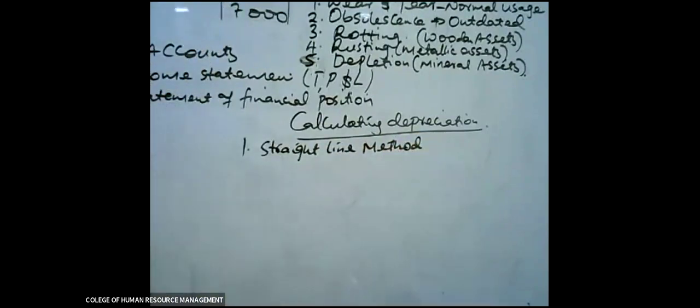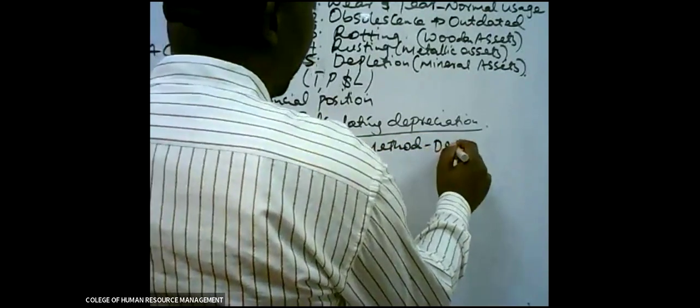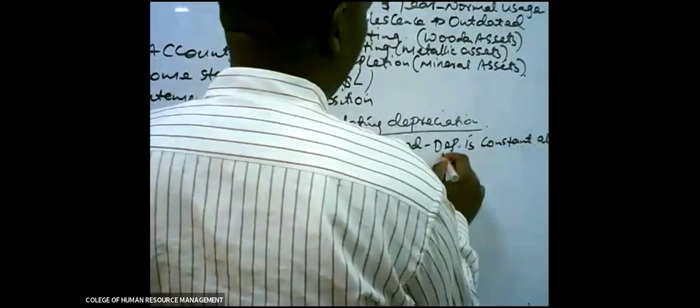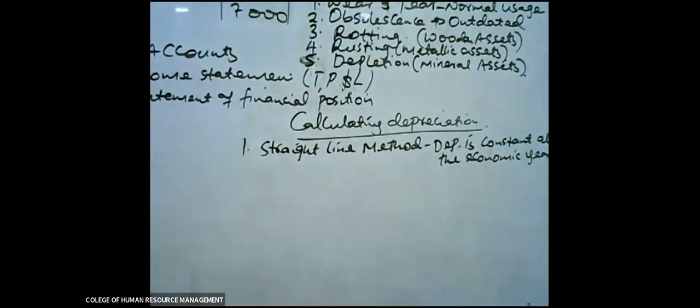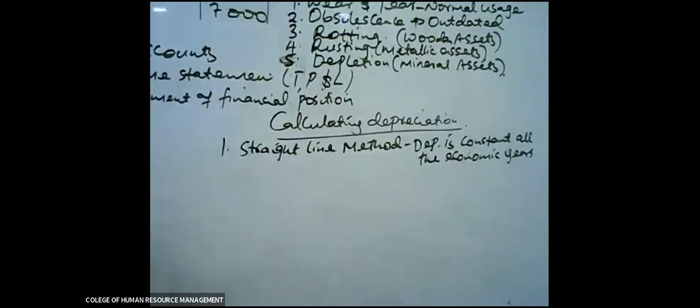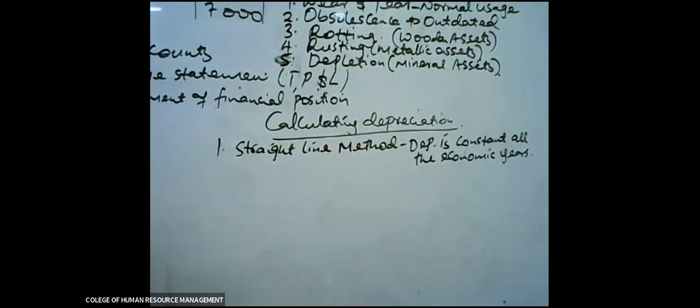Under the straight line method, depreciation is constant over the economic years. Depreciation is constant in all the economic years of that asset. Economic years are the number of years the asset will be used in the business.